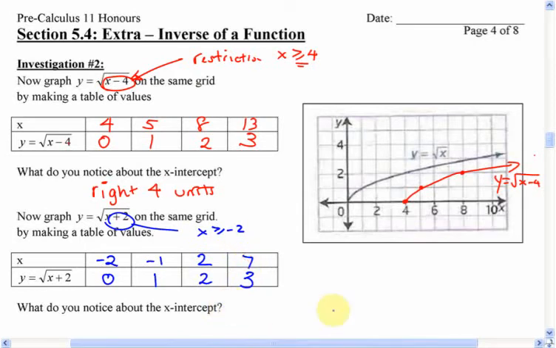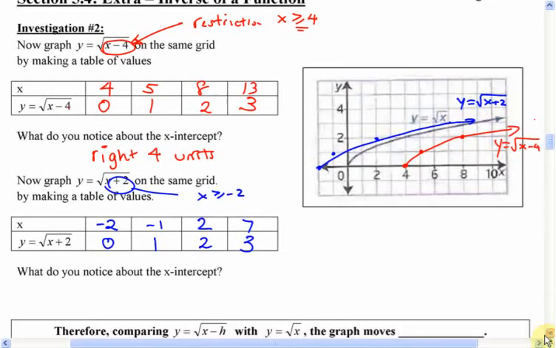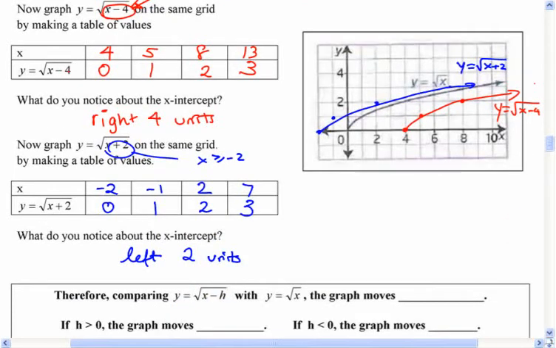Okay, so once again, just graph these out, please. And for those of you who are thinking, I've done this before, I know. That's good. Okay, but you get a graph that looks like this. And I hope you can understand that the x-intercept did what? Left how many units? Left 2 units. Good. Okay, so give you some time to think about this.